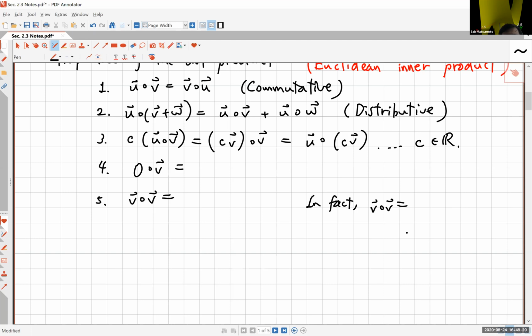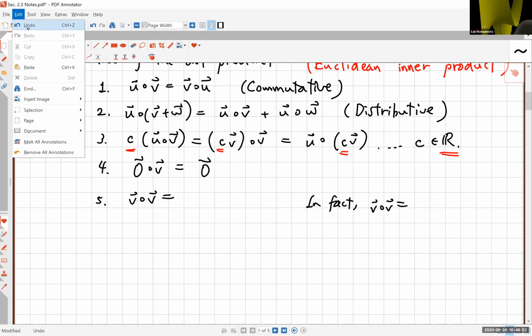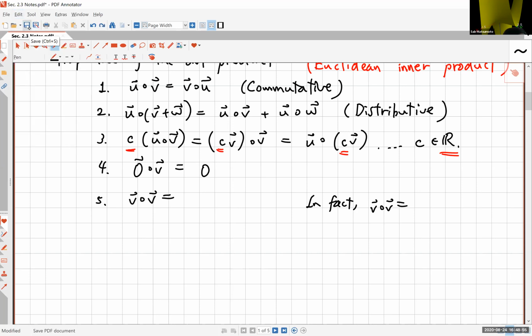So the third property I mentioned was that the scalar can just kind of move in and out of this. There's a c here, and there's a c here, and of course c is a scalar, which is an element of the reals. And then the fourth property here, this is easy. This should be the zero vector dot v. That is the number zero. Notice here, I don't put an arrow on top of it because that's not a vector. It is the number zero.